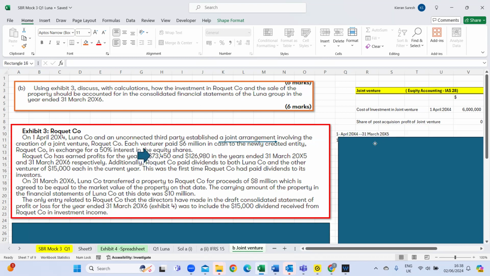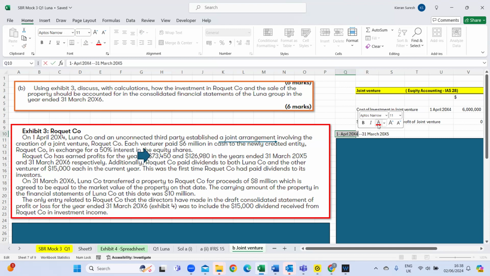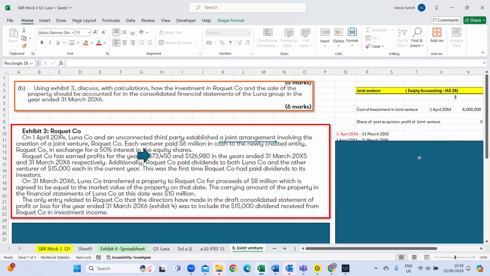So the whole period here, since we invested on the first day, right? This was our first day of the purchase. So the whole one year profit the joint venture made, which was 73,450, belongs to us too, right? We would need to take our share of the profits.